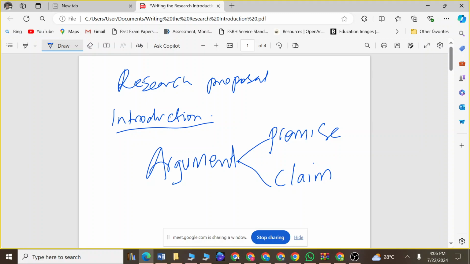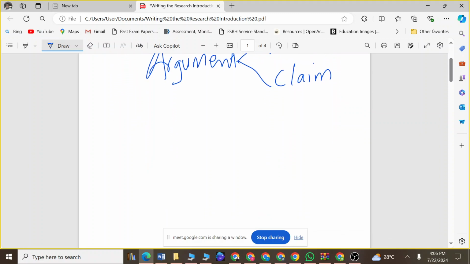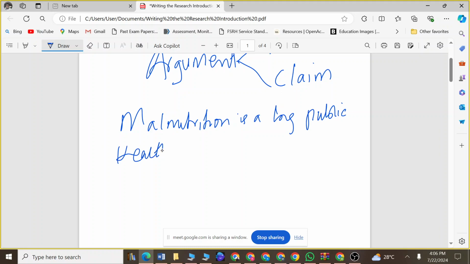So, when you say, for example, that malnutrition is a big public health problem, that is a claim. That is a claim, and you need to provide evidence for why you say it is a very big problem.